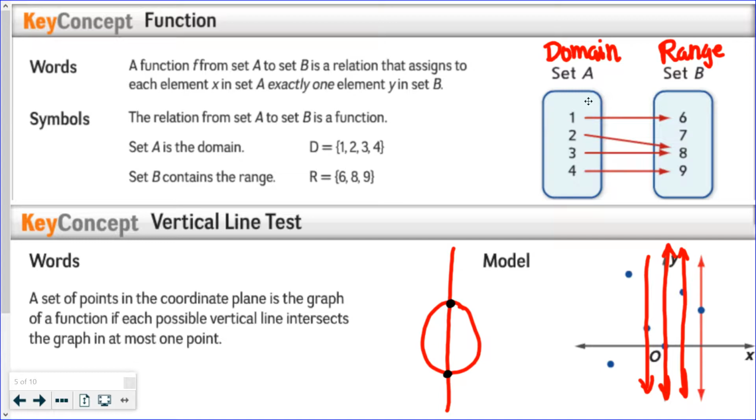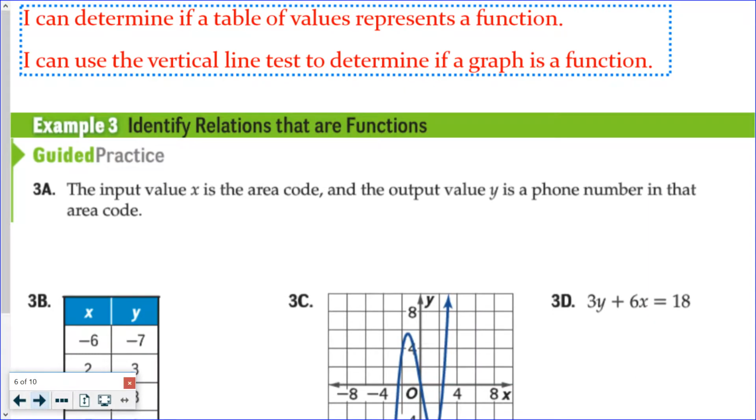All right, so let's look at a couple of examples. I can determine if a table of values represents a function. I can use a vertical line test to determine if a graph is a function. These are the two learning targets we're looking at for this.